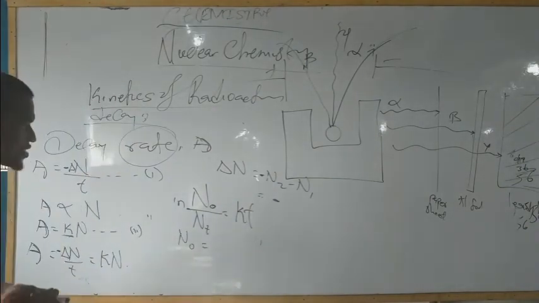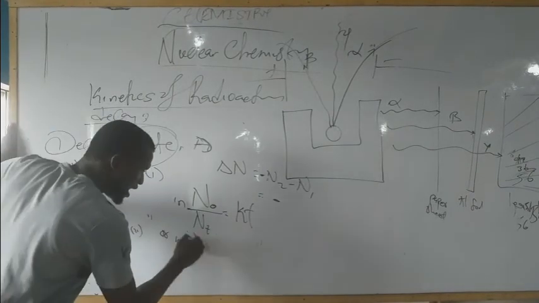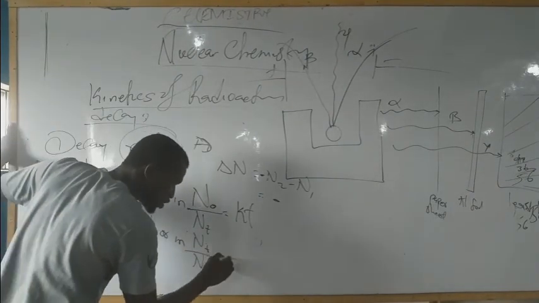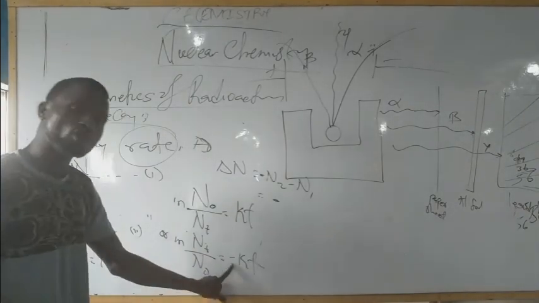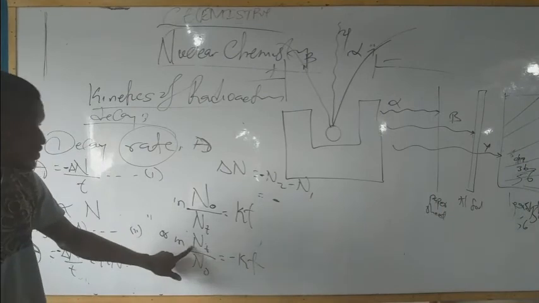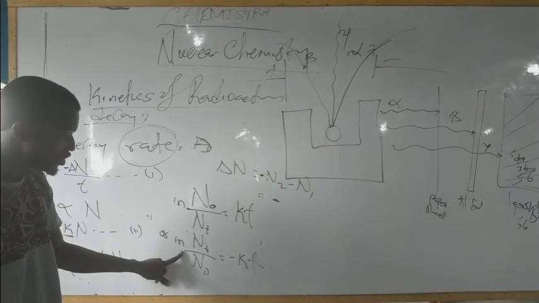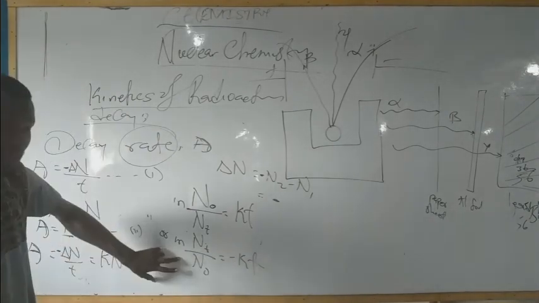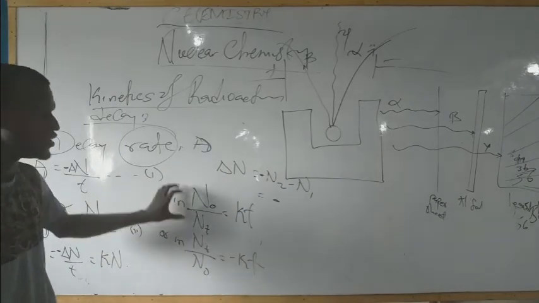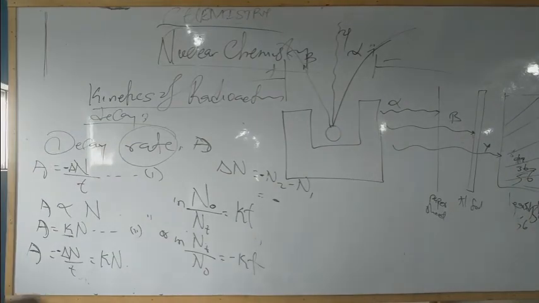So in that case, this equation can as well be written as ln Nt over N0 equal to minus Kt. The minus here is due to the fact that N0 is bigger than Nt. So when you divide and take the ln, it will give you a negative value, and the negative sign here cancels the negative sign there. But if you put it as ln N0 over Nt, you have a positive value, so there is no point putting minus here. These are the two ways by which you can express your decay rates. Then we'll talk about half-life.